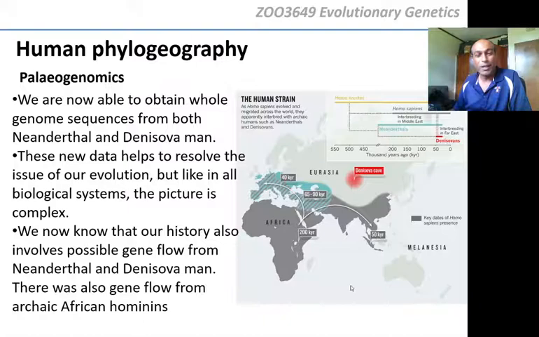Neither was correct. What we are discovering now is actually that our own history involves mixing of human beings with Neanderthal and Denisova. Okay? There was mixing between, so when we left Africa, we went into Eurasia, there we met Neanderthal man, see where my arrow is? And there we met Denisova man here.